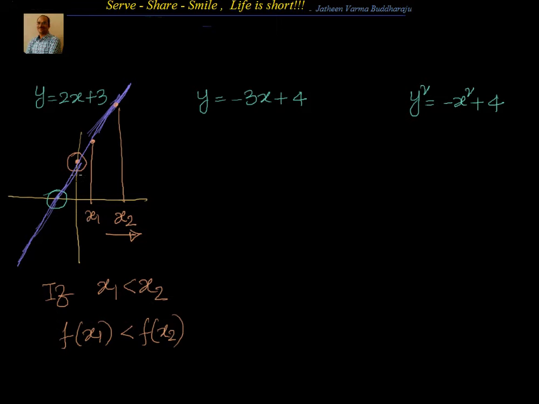We can see that the slope of this, y equal to mx plus c, is 2. So as we are moving in the positive direction of the x-axis, or moving from left to right, the function values are going on increasing. So this is called an increasing function, and you can see that this function is increasing for all the values of R.